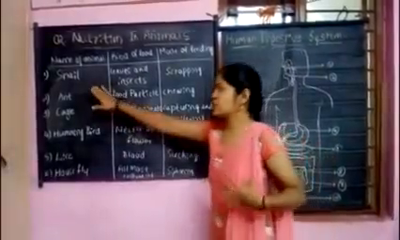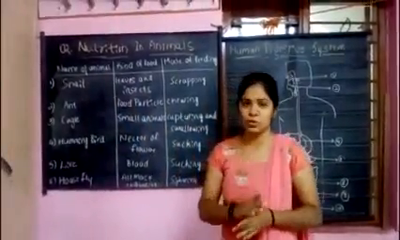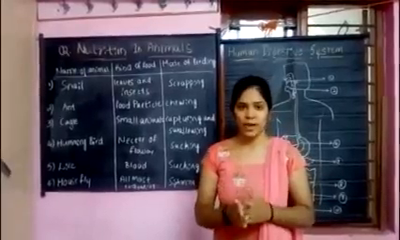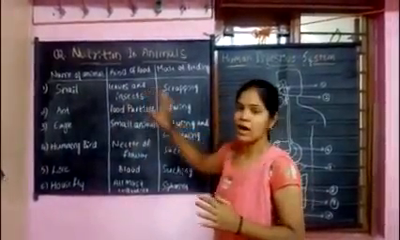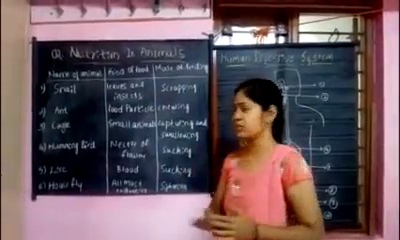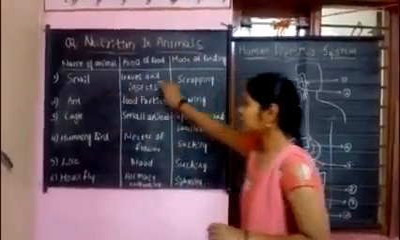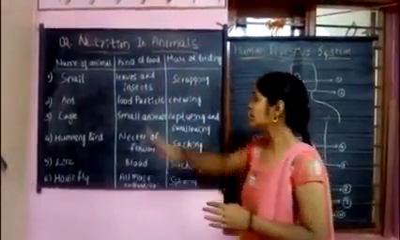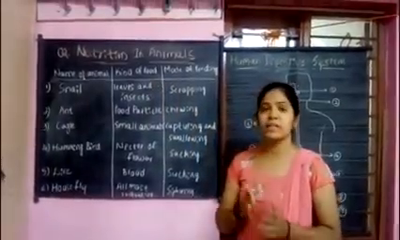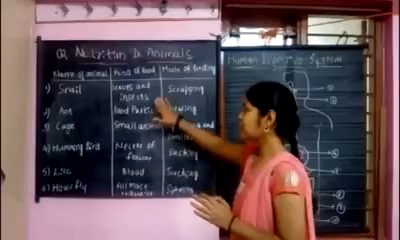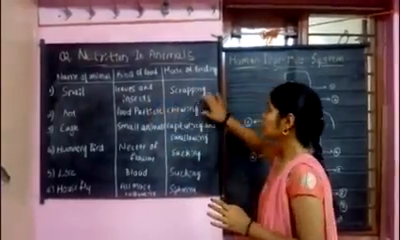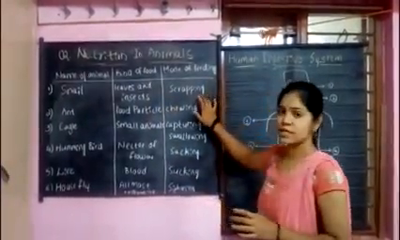Okay, the first one is a snail. They are given in your textbook. You go through that and I write the answers here. You check it yourself. The name of the animal is snail, and the kind of food it takes is leaves and insects. So the mode of feeding is scraping.